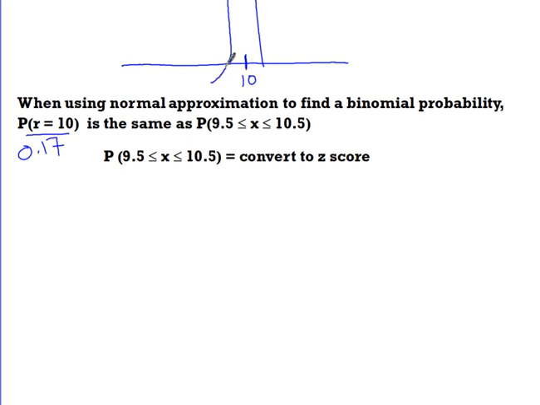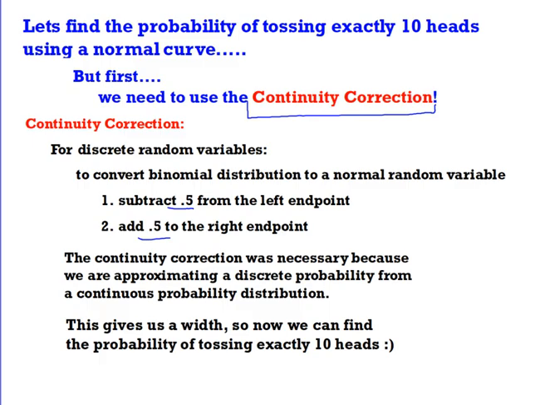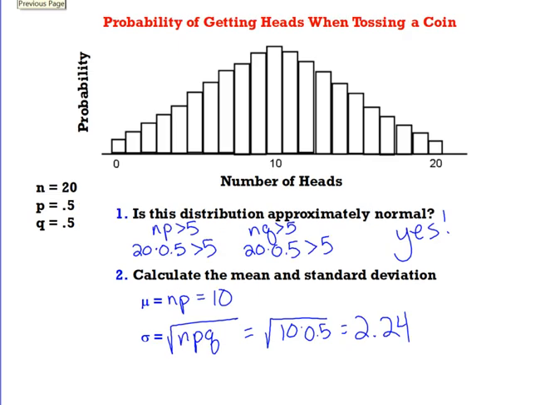Okay? If I want the actual number on the x-axis, I'm going to take away 0.5 to get 9.5, and I'm going to add 0.5 to 10 to get 10.5, and there's my two values of x. I've got my mean from before of, I believe, 10. I've got my standard deviation of 2.24. I'm going to double check that 10 just to make sure. Okay. Yep, I got 10.